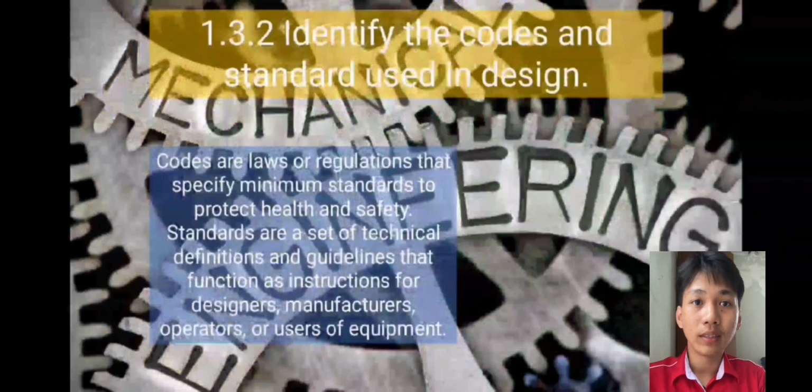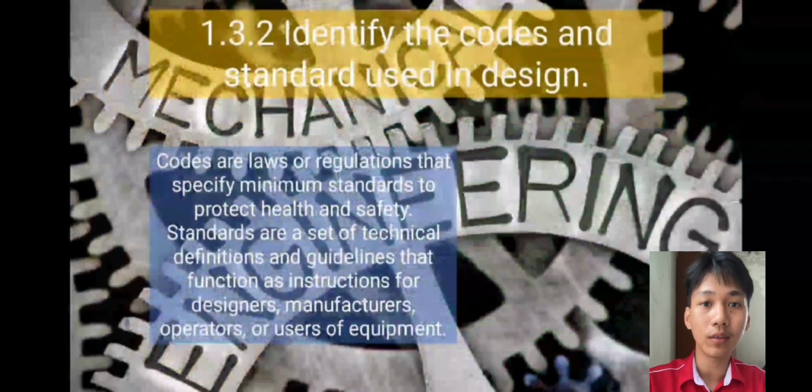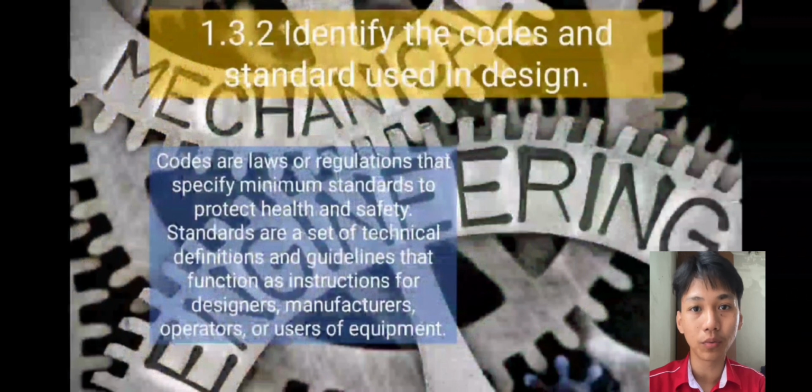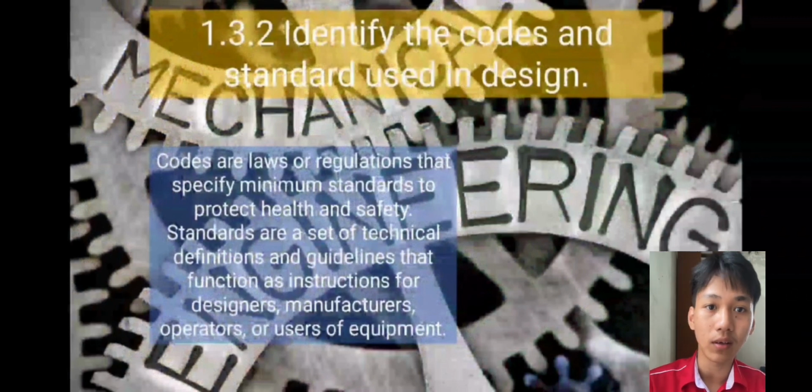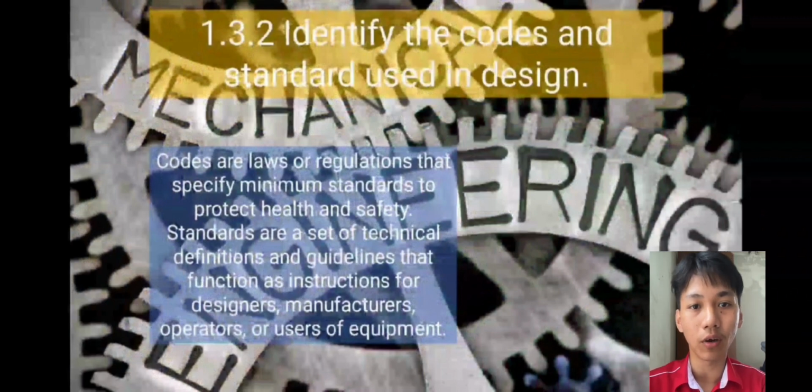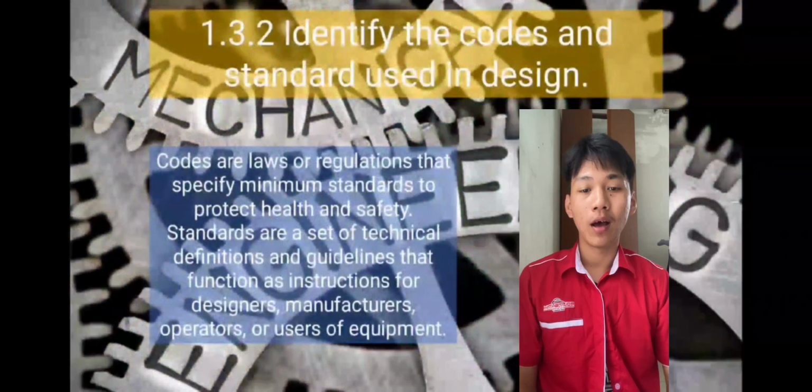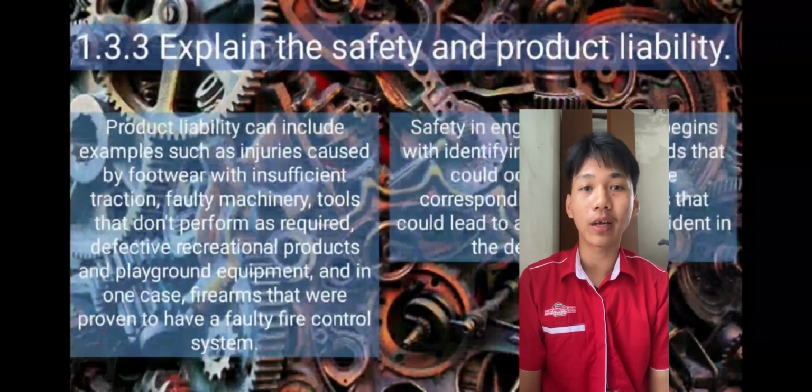Next, I'm going to identify the codes and standards used in design. Codes are laws or regulations that specify minimum standards to protect health and safety. Standards are a set of technical definitions and guidelines that function as instructions for designers, manufacturers, operators, or users of equipment.